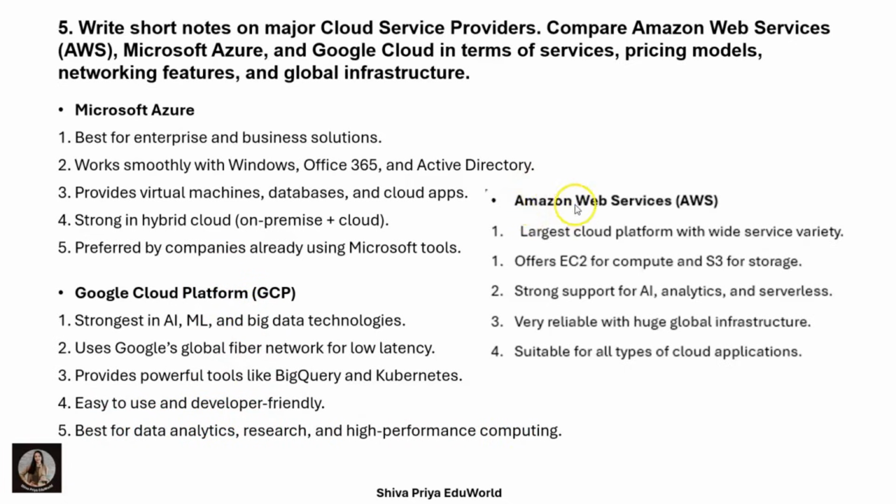And the next one is Amazon Web Services, that is AWS, the largest cloud platform with a wide variety of services. It offers EC2 for computing. EC2 means Elastic Compute Cloud and S3 means Simple Storage Service for storage purposes. It gives strong support for AI, analytics and serverless, and is very reliable with huge global infrastructure. It is suitable for all types of cloud applications. This is all about Amazon Web Services.